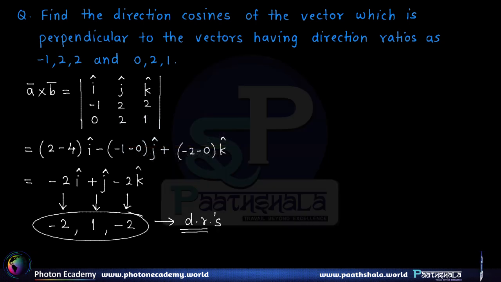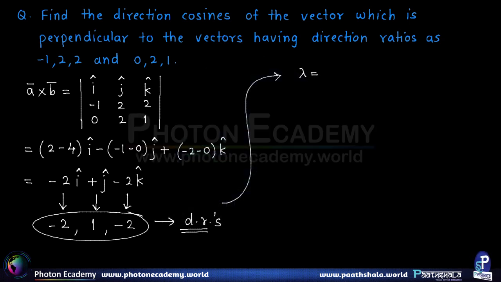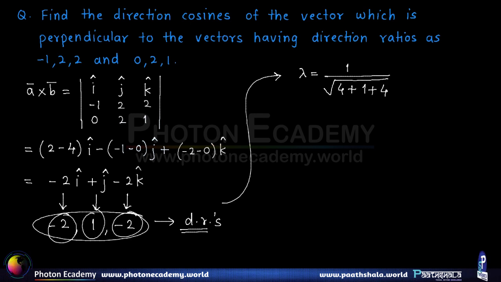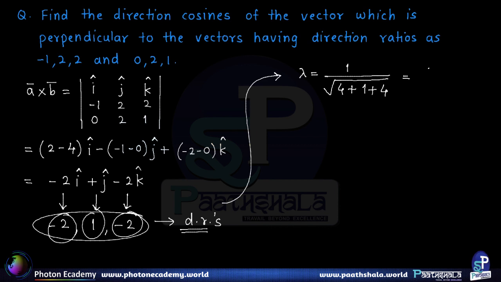But we have been asked to find the direction cosines, correct? And we know the direction ratios. So how to find that? We know that we have to calculate the quantity lambda, which is 1 upon root of (-2) the whole square, which is 4, plus 1 the whole square, which is 1, and once again (-2) the whole square, which is 4. So that turns out to be 1 upon root 9, and hence lambda is equal to plus or minus 1 by 3.